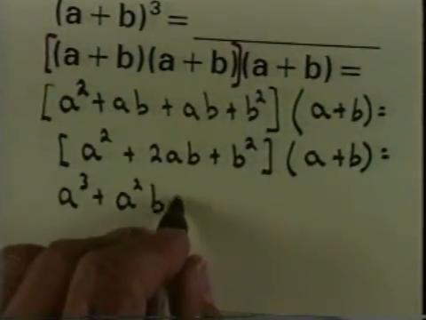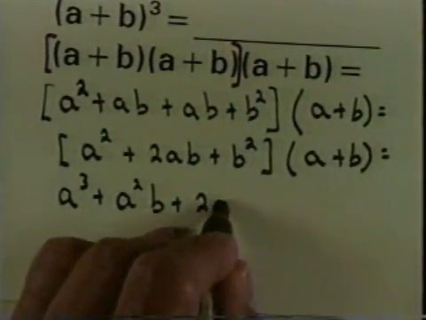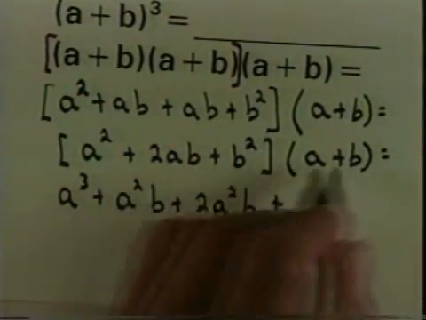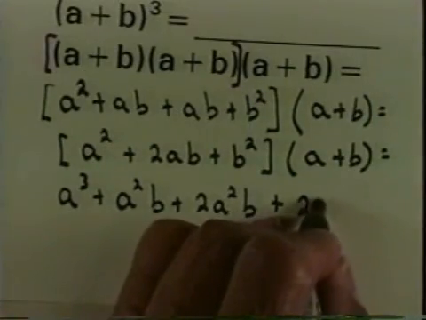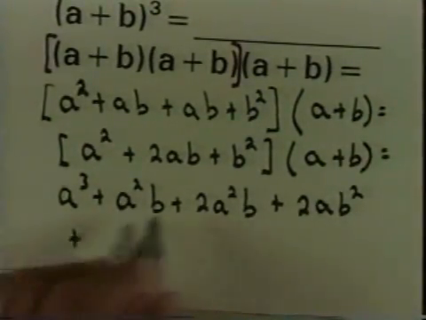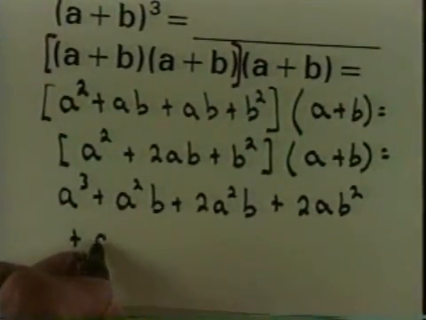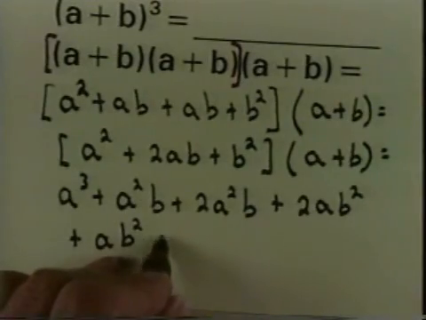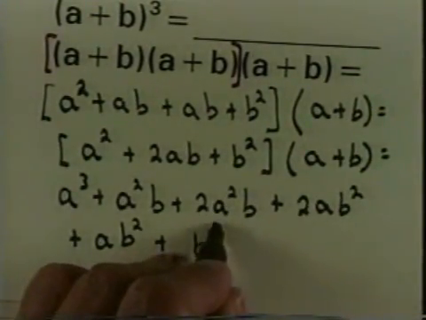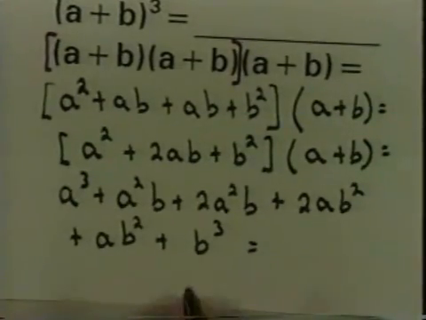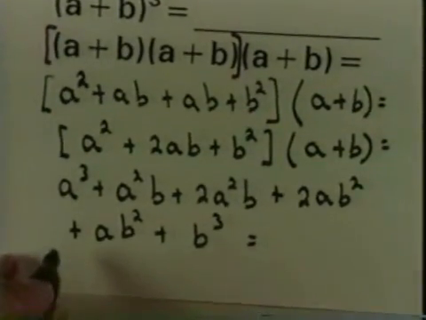2ab times a is 2a squared b. 2ab times b is 2ab squared. B squared times a is ab squared. B squared times b is b cubed. Now I'll simply combine like terms.